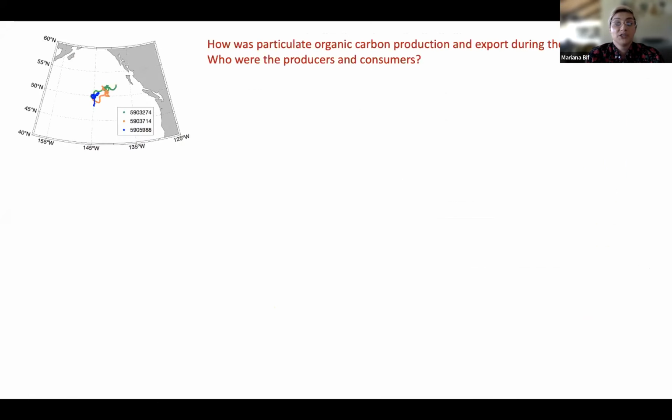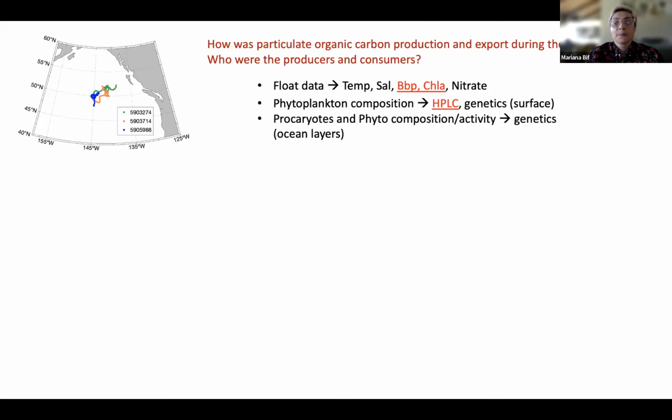So our two questions were basically, how was particulate organic carbon production and export during the two marine heat waves? And compare with non-marine heat wave years, who were the producer and consumers? So for this, we have float data in the region, temperature, salinity, backscatter, which is the proxy for POC, and chlorophyll and nitrate, which will give us an idea of how winter mixing was active during those years.